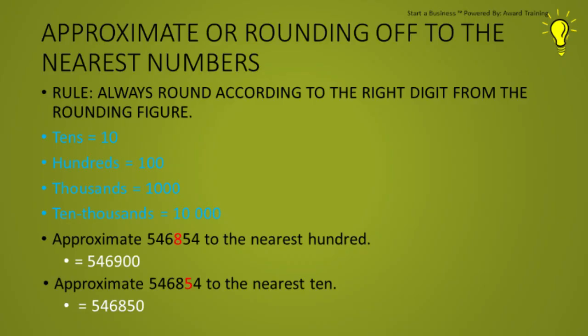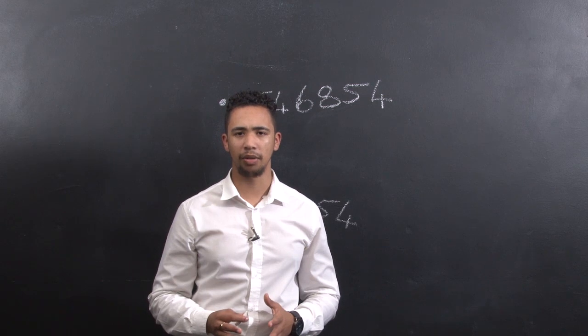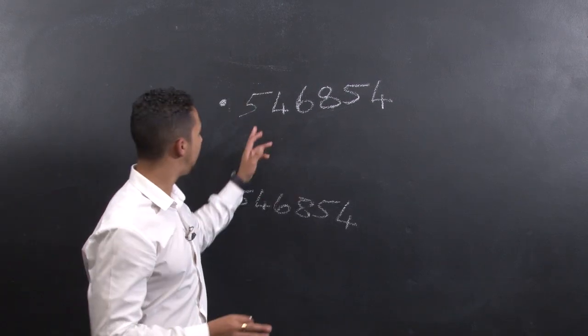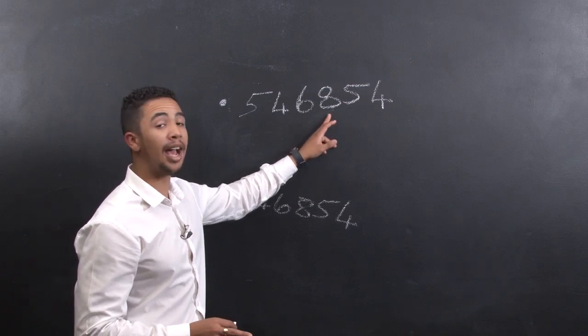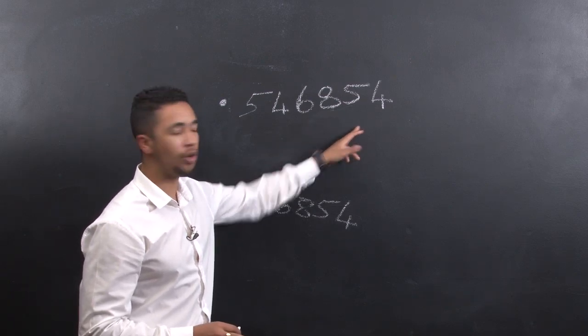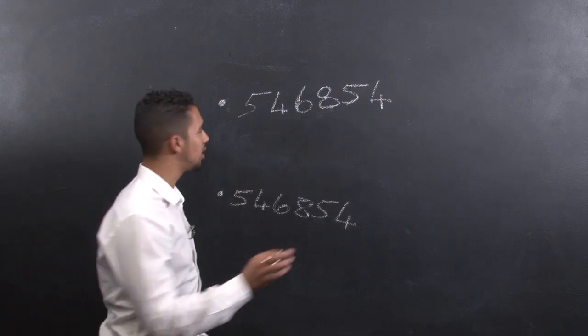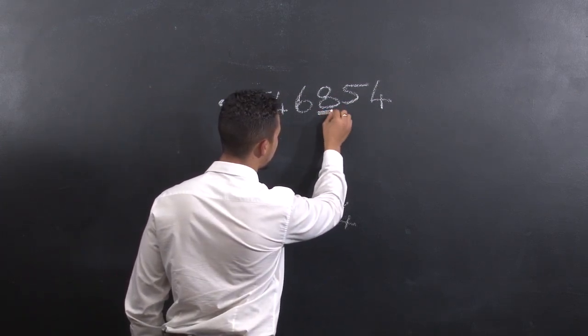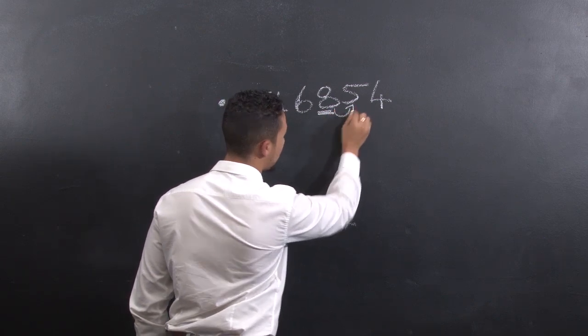Our next topic is approximate or rounding off to the nearest numbers. Our rule says always round according to the right digit from the rounding figure. So here we need to know our tens, our hundreds, thousands, and 10,000s. You need to know how many zeros belong to these values. So let's look at our first example, where we approximate the number 546,854 to the nearest hundred. Our focus is on the nearest hundred, and we look at the next number to the right.